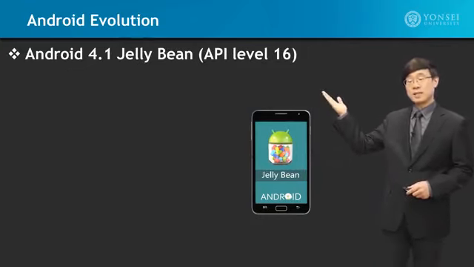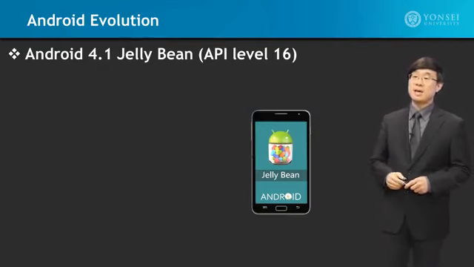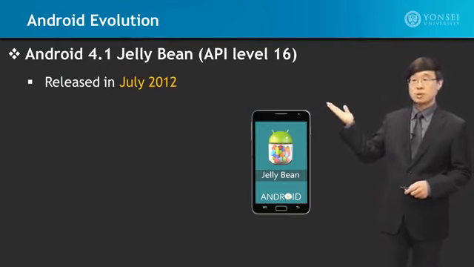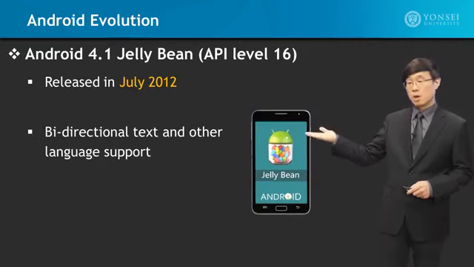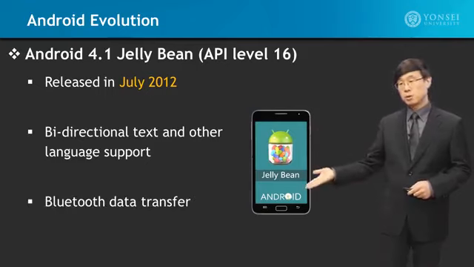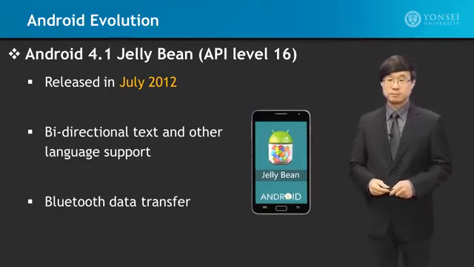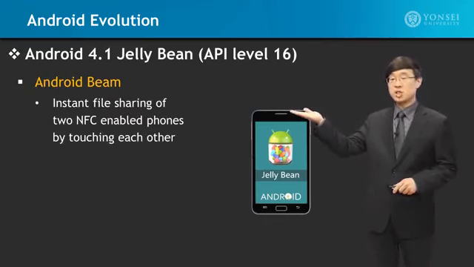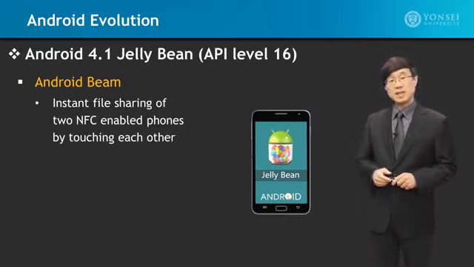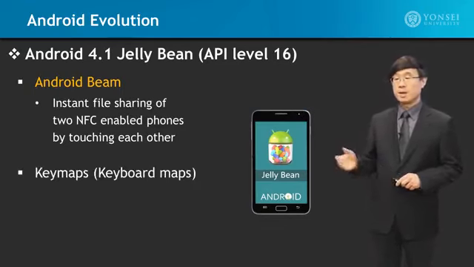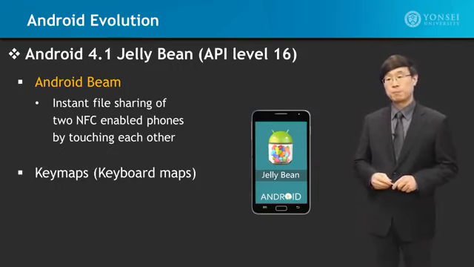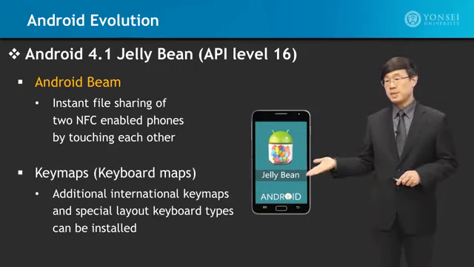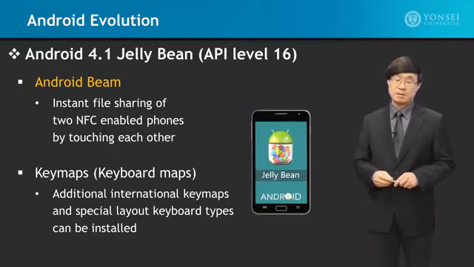Android 4.1 is Jelly Bean, and this reaches API level 16. This was released in July of 2012, where bidirectional text and other language support was enabled. Bluetooth data transfer was also included. Android Beam was enabled. Android Beam is an instant file sharing feature where two NFC-enabled phones, by touching each other, activate this capability. Key maps are keyboard maps, where additional international key maps and special layout keyboard types can be installed.